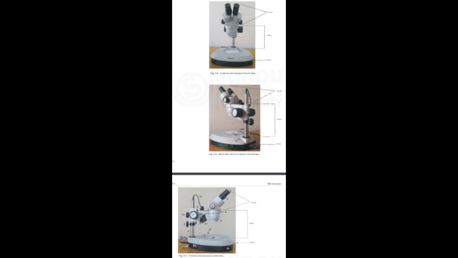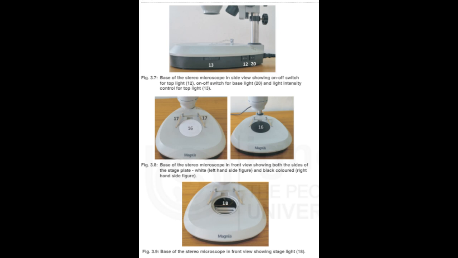Look at the screen. Fig. 3.9. Base of the stereo microscope in front view showing stage light, 18. Switch each for top light, 12, and stage light, 20. Fig. 3.7. Light intensity control for top light, 13, and fuse, 21, for protection of the light sources from strong current pulse.